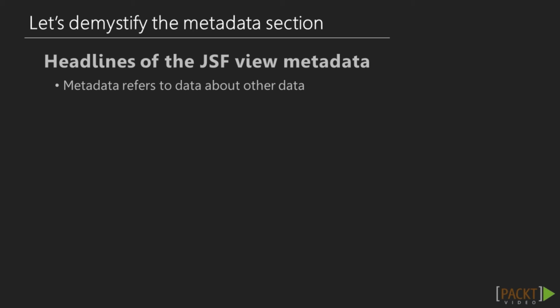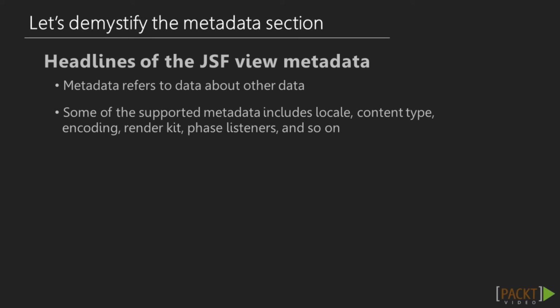So, by definition, metadata refers to data that provides information about other data. Some of the supported metadata needed by the current view includes locale, content type, encoding, render kit, phase listeners, and so on. Some of the metadata, such as the JSF 2.2 stateless mode, are per attribute based metadata that can be set via the f:view tag, while the goal of supporting view parameters and actions implies complex metadata.